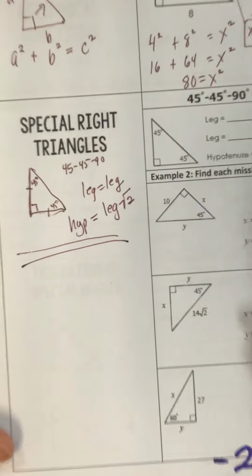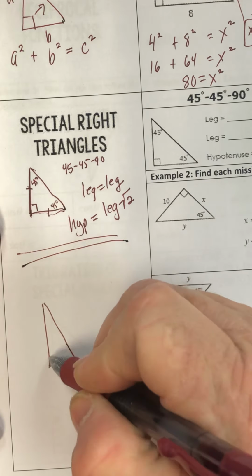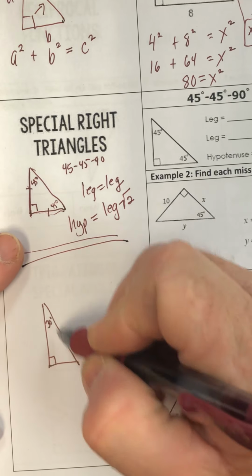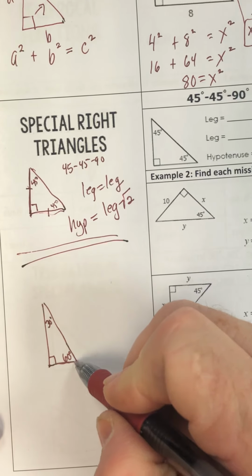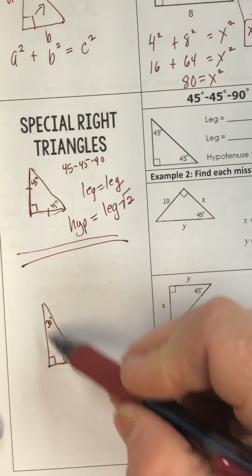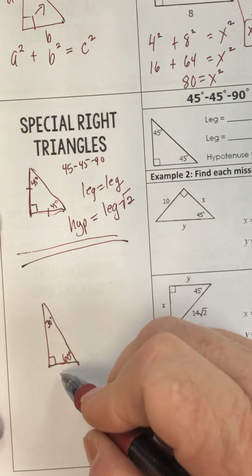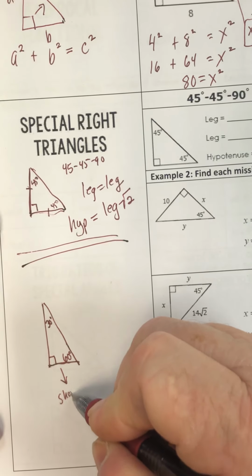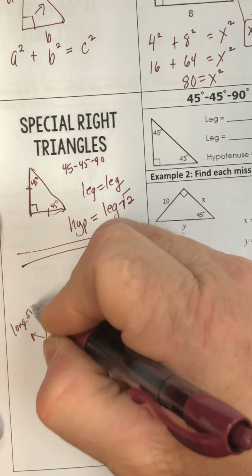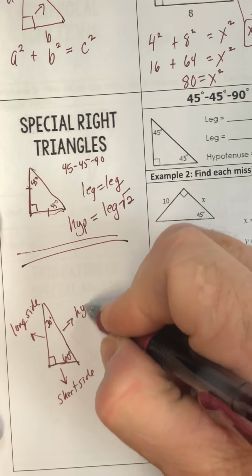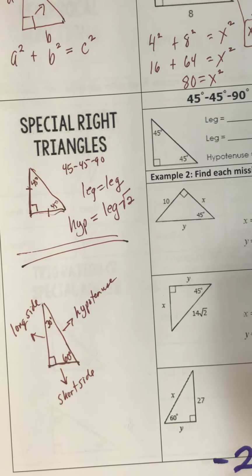The other special right triangle is a 30, 60, 90 right triangle. In this one, since the sides are not the same, we have a definite longer side and a shorter side in addition to the hypotenuse. So we call this one the short side, we call this one the long side, and we call this the hypotenuse. That's how we label those, okay?